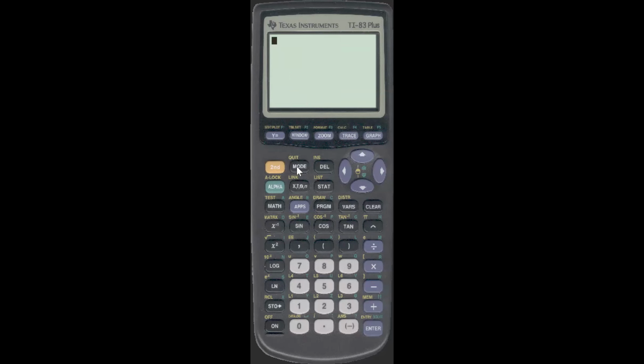I always quit out, kind of like going back to your home screen. Then go back to stat, calc this time, and go down to LinReg and hit enter. Yours might come up with a screen asking X is L1, Y is L2. But you should ultimately get something like this. Let me know if you see that.